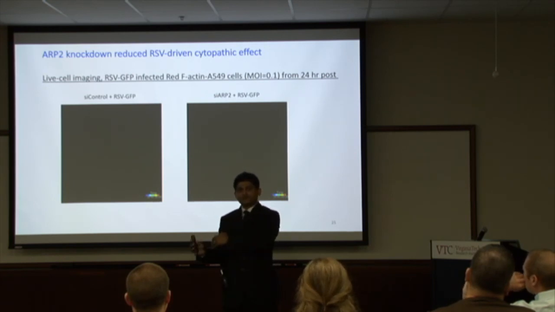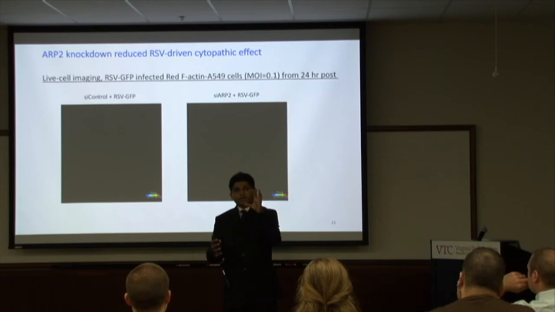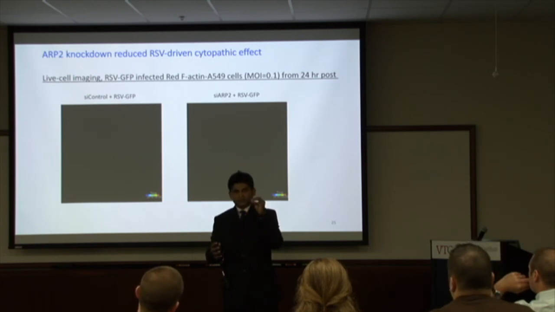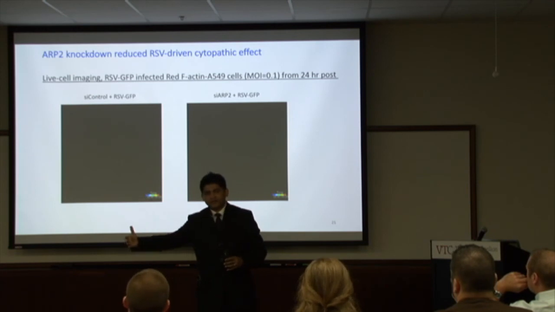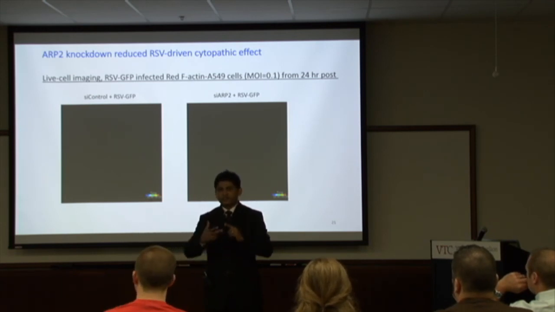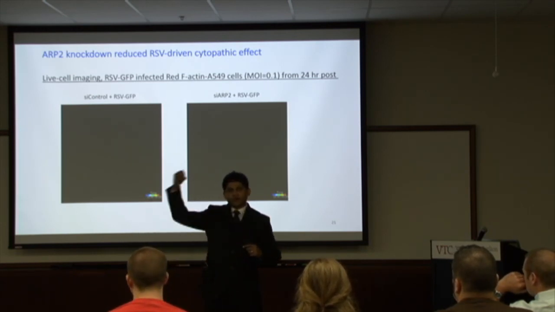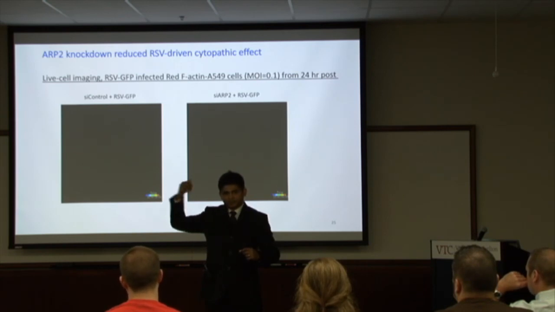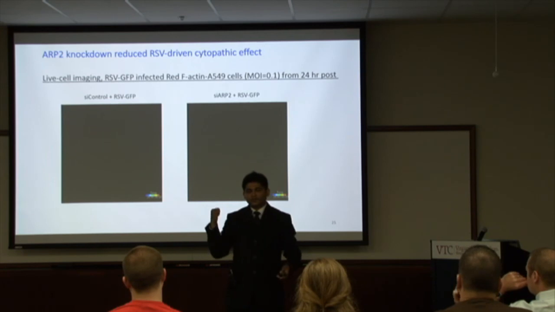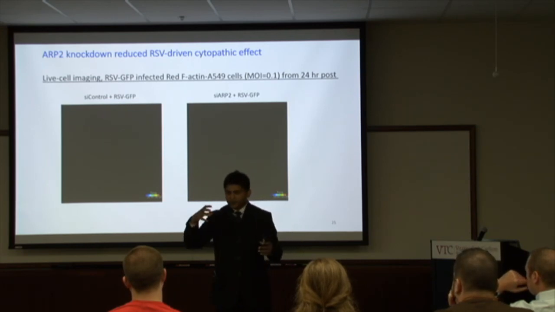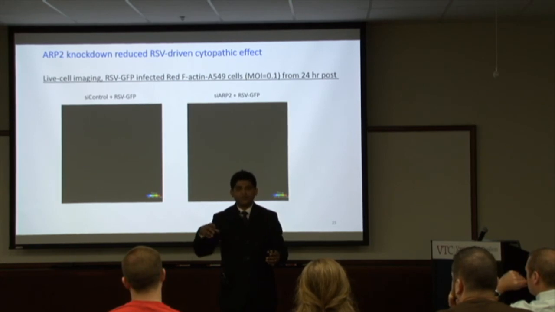What we found so far is that virus can infect cells. ARP2 knockdown impacts the virus spread. So the spread, when I'm talking about it, is twofold. A, the budding process is reduced. B, cell-to-cell spread is reduced. Because I'm not showing here that RSV also makes syncytium, and syncytium was not impacted.